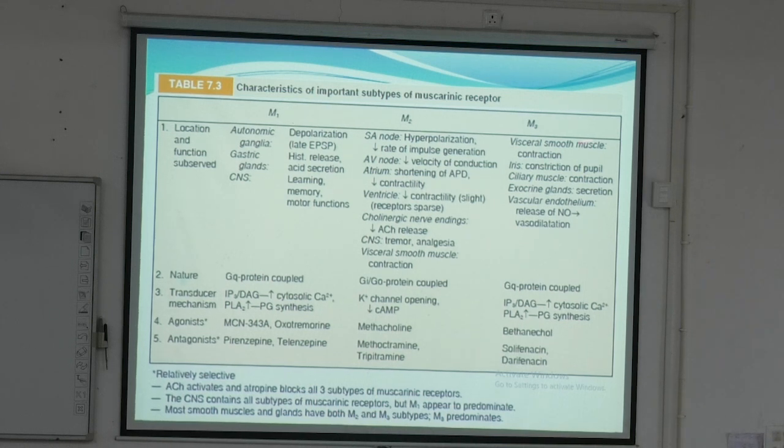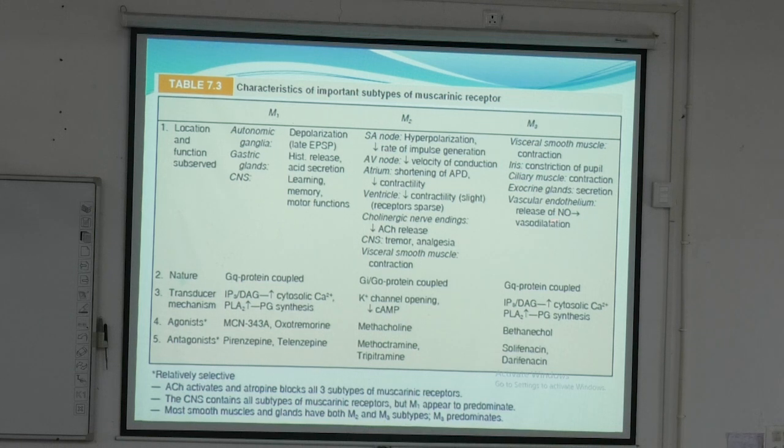Now coming to the M3. M3 is the glandular. So M3 is mainly present in different types of the exocrine glands in our body and also visceral smooth muscles. So when it is excited, there will be visceral smooth muscle contraction. In the eye, the M3 receptor is present. When it is excited, there will be constriction of the pupil. In the ciliary muscle, there will be contraction.